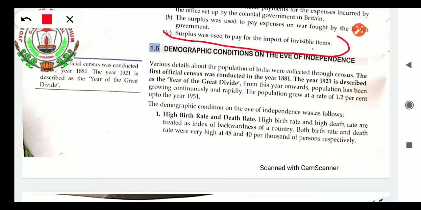Surplus was used to pay for the import of what? Invisible items. It means India was not importing such goods, but still India had to pay for those goods which were considered invisible items.